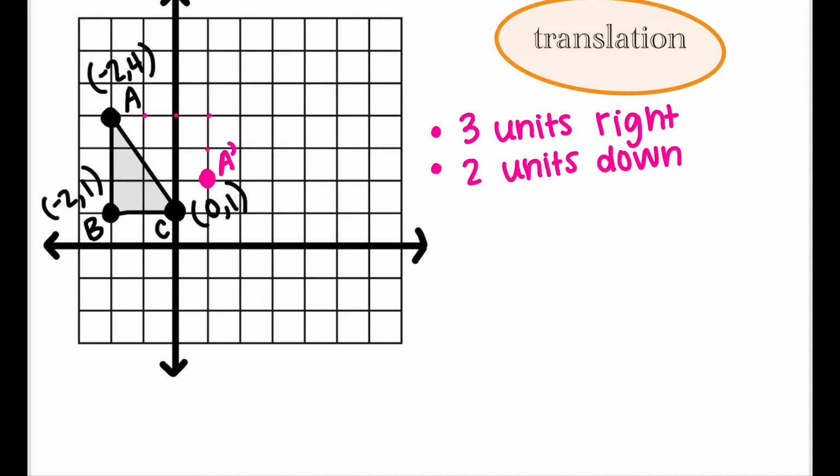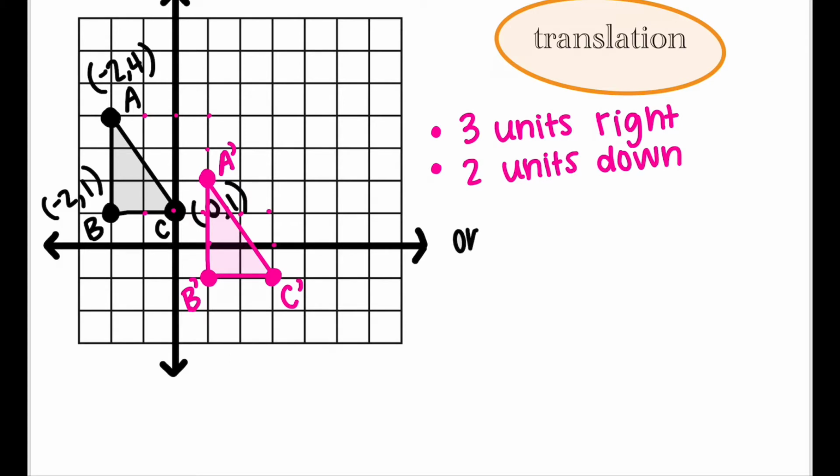The new point is what we call A prime. That little apostrophe is called a prime symbol, and it denotes that it's the new point after it's been translated. Our new B would be called B prime, and our new C would be called C prime. So this is our new translated triangle.